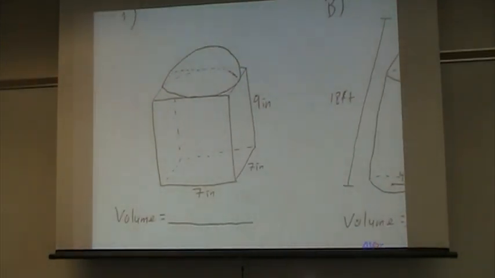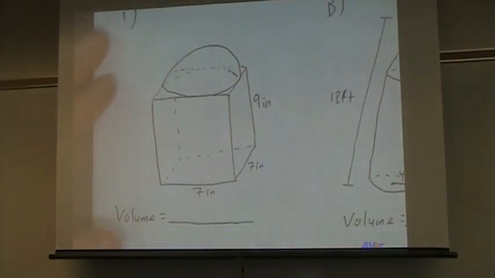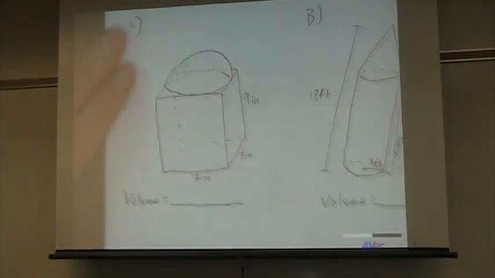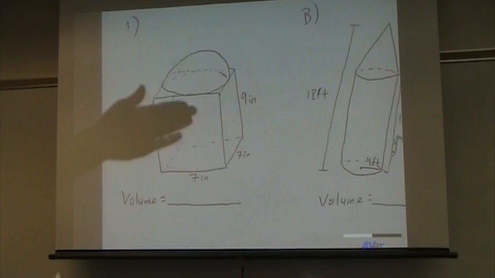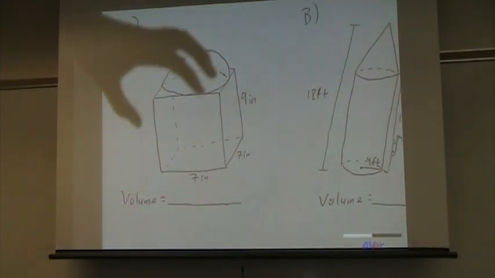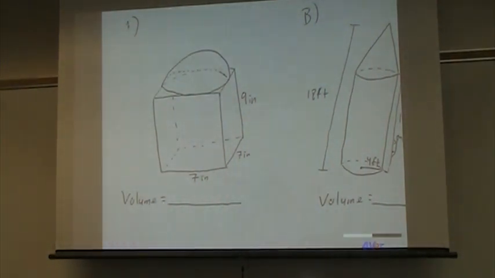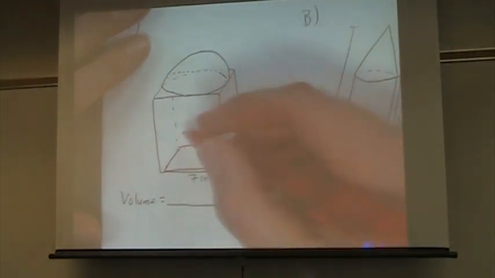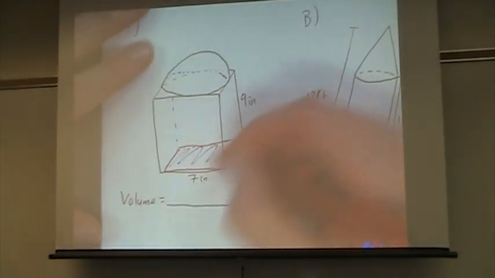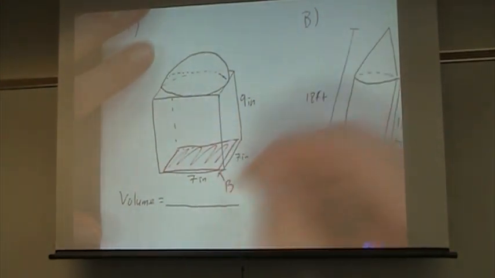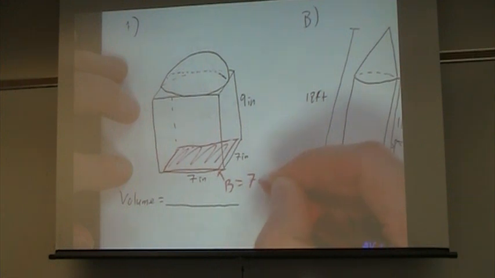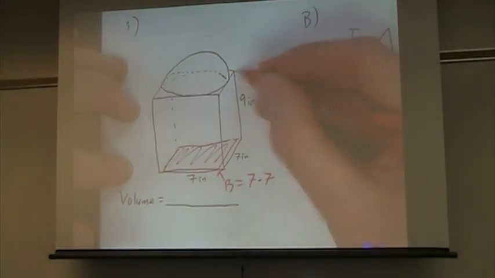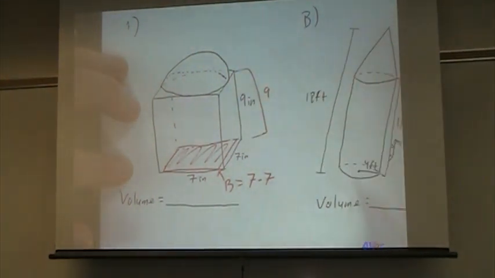I'll do number 1 with you guys. It's kind of like a little, I don't know, observatory or something. And clearly you can see you got 2 shapes. You've got your rectangular prism or your box, and then you've got a hemisphere or a half sphere on top. So let's do the easy part first. Volume of the bottom part, big base, equals 7 times 7 times the height, which is 9.